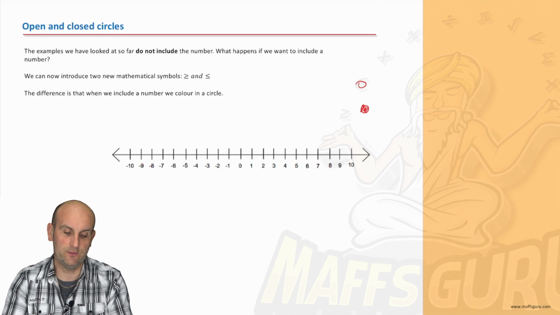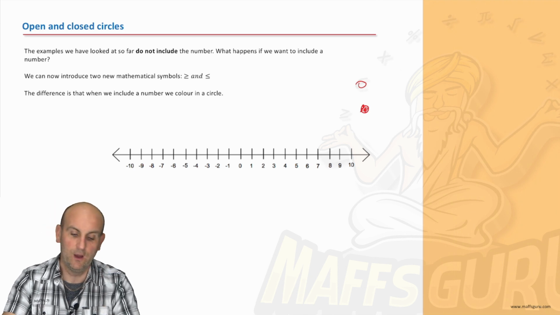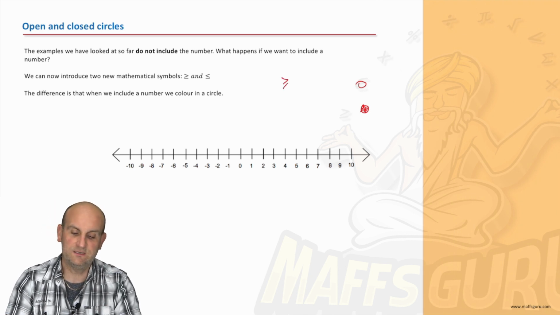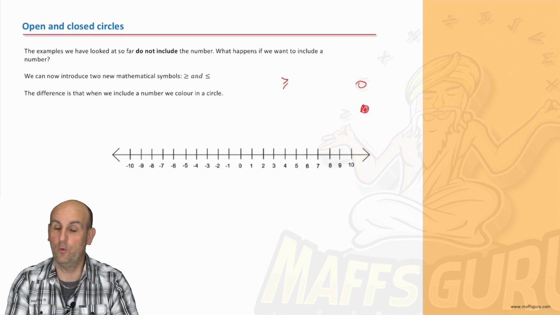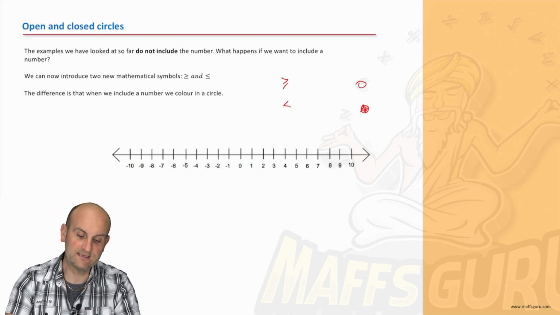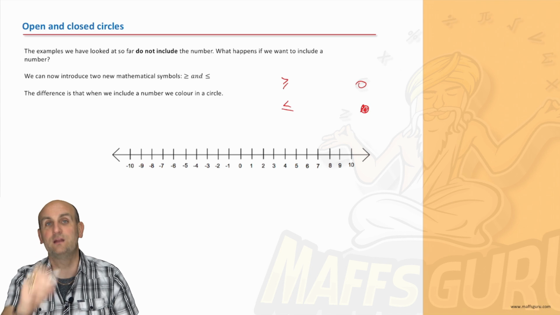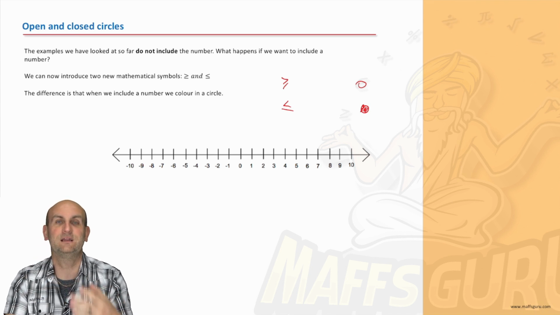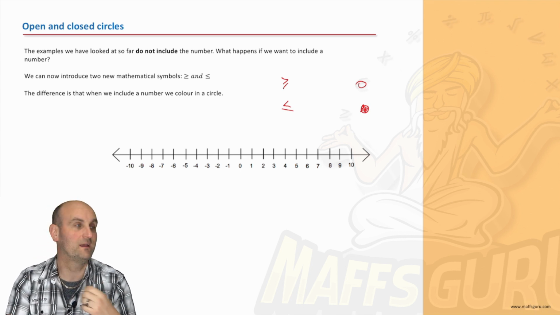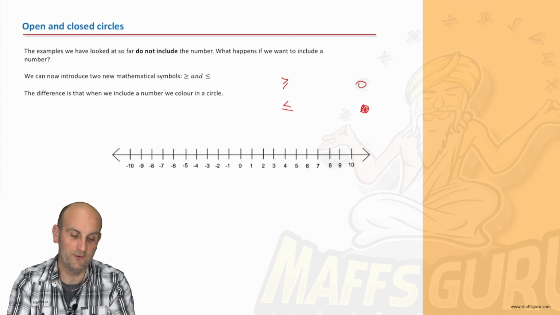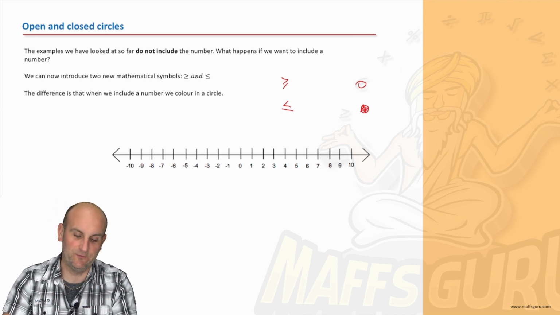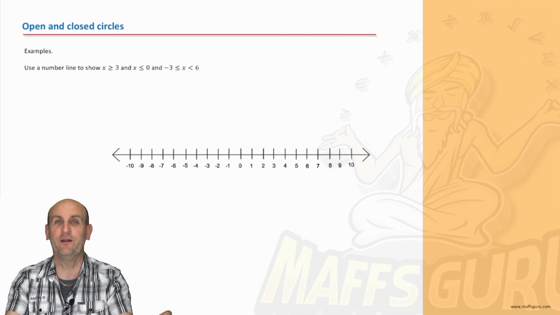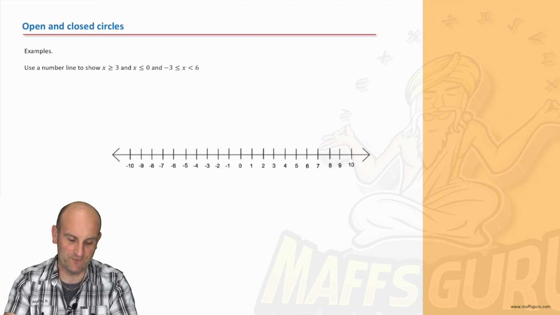Now, how do we show that with these mathematical symbols? Well, we have this one here, which is basically greater than or equal to, and then we have less than or equal to. Those little lines put underneath are basically equal to, and they tell you to colour in the dot. Believe it or not, it works in exactly the same way as before. We're now just doing colouring in. We're doing art. Oh, how exciting. Art and maths finally mix.